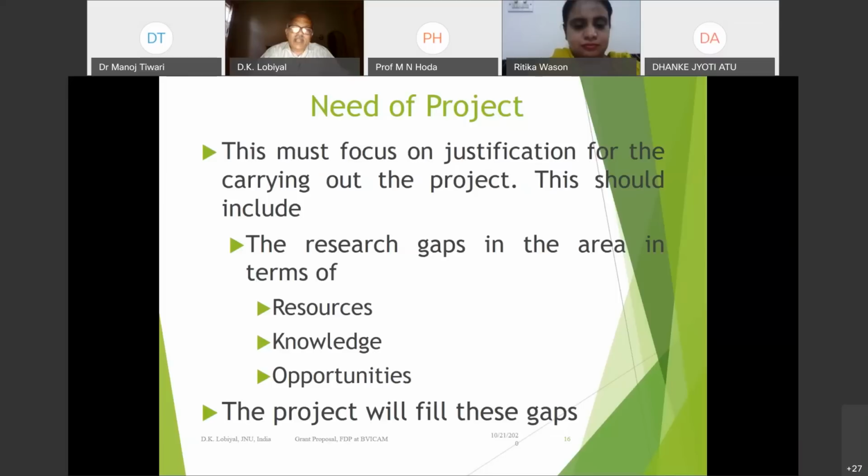And definitely you will say these are the gaps in the resources. Resources are not available. If I'm doing machine translation, I can say that we don't have much data in terms of corpora, parallel corpora, available in Indian languages. Therefore, it is a big limitation. We can add to that also. And then we can talk of the knowledge. What is the knowledge base?